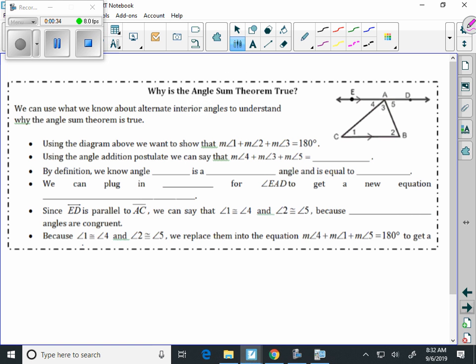Well, we can use what we know here, and I have one typo on this, but we'll fix it. We can use what we know about alternate interior angles to understand why this is true. It says we want to use the diagram above to show that measure of angle 1 plus measure of angle 2 plus measure of angle 3 equals 180 degrees. Well, we can start here by saying that the measure of angle 4 plus the measure of angle 3 plus the measure of angle 5, when we add those together, is 180 degrees.